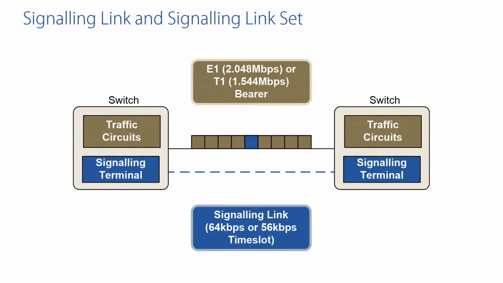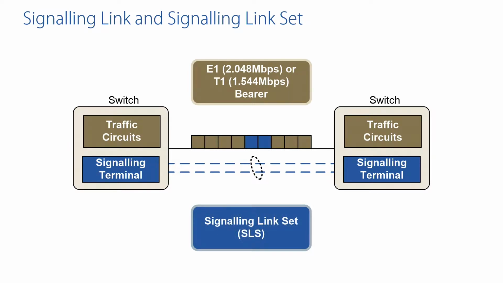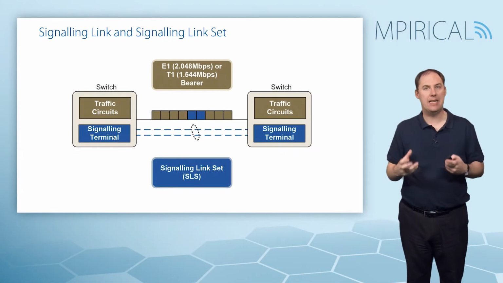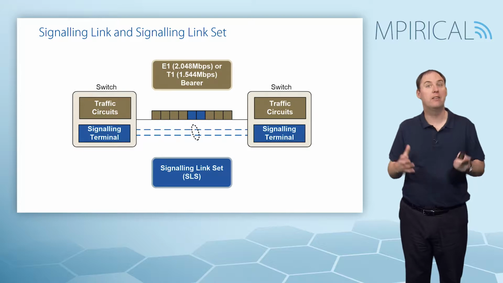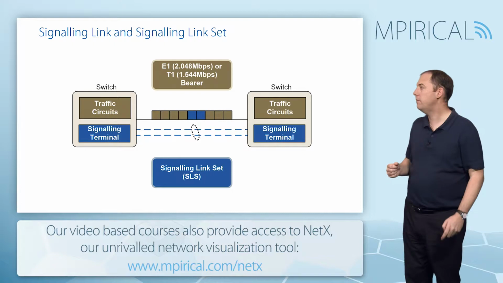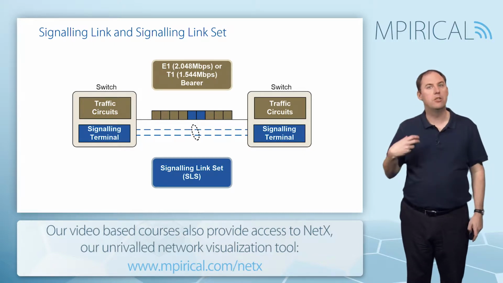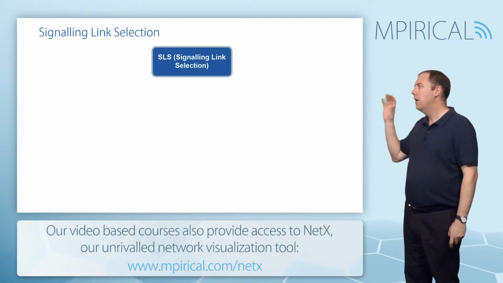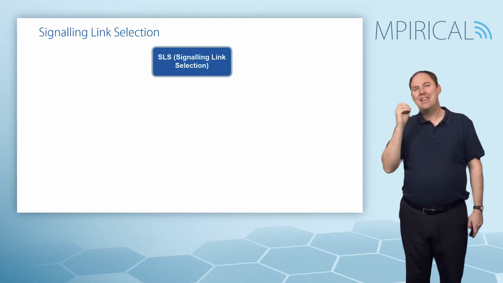Now it is possible that we could have multiple time slots, so let's just put another one in place. So now I've got two time slots allocated to signaling between these two signaling points. What's the terminology? Well, the terminology is now a SLS, or a signaling link set. So typically signaling links are in groups of, or multiples of two. So typically you'd have two signaling links, 4 links, 6 links, 8 links, for example. Why? Well, we'll see later, but it's to do with load balancing. So we have a signaling link set.